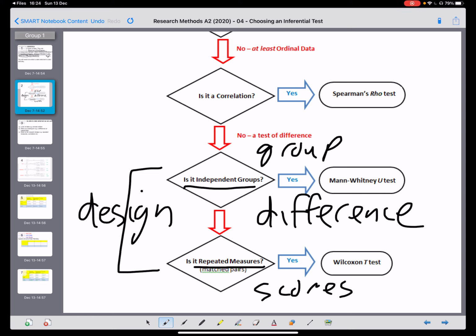Now, there's one exception to this, and that's the matched pairs. And I explained in a previous video how matched pairs is seen in the same light as repeated measures. So therefore, if I can understand my design, I can probably choose the correct test.